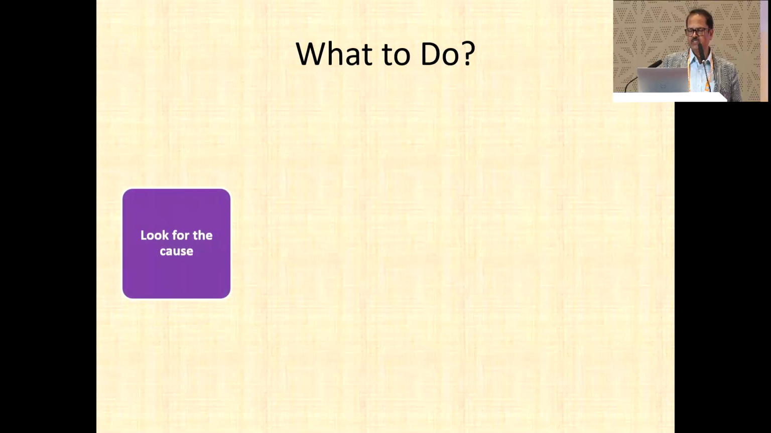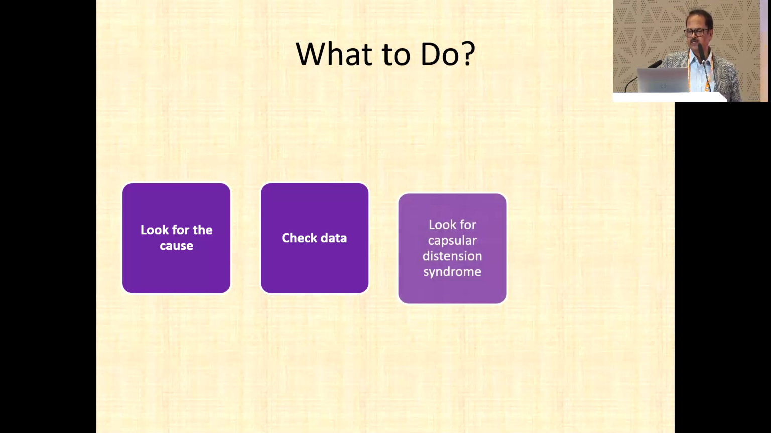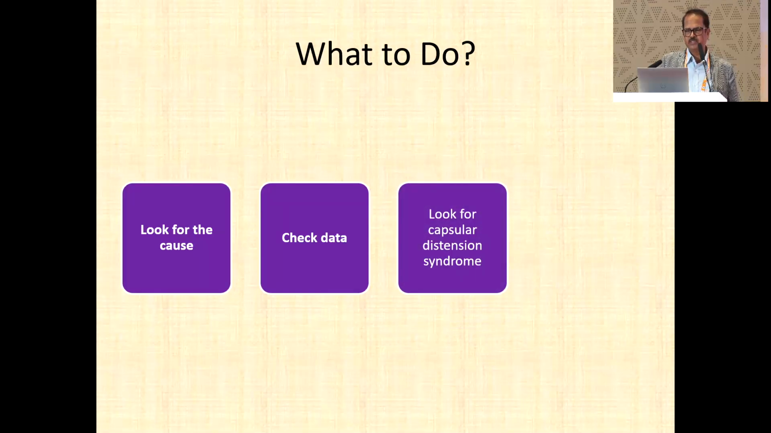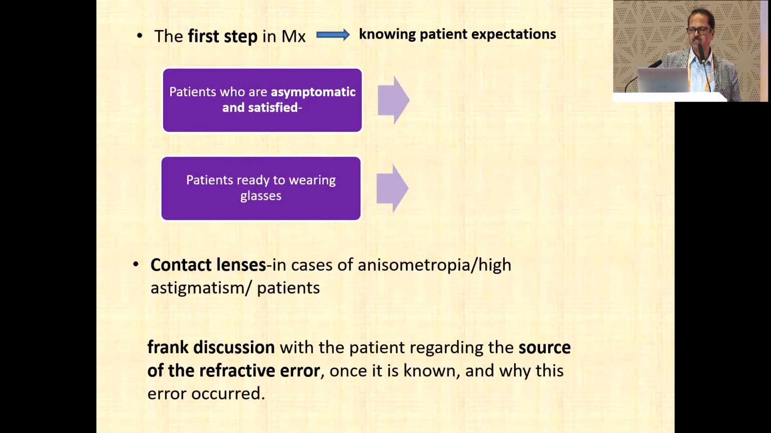So what to do once we encounter these situations? You must look for the cause, what went wrong, and check all the data. In the immediate post-op days, we can sometimes find capsular bag distension syndrome, particularly in plate haptic IOLs. So you have to dilate and see whether there is any fluid behind the lens or not. And in an RK patient, you have to wait for the refraction to be stable. You have to know what the patient's expectation is. Sometimes patients may be happy, but you are not satisfied. So don't make the patient unsatisfied by telling them that you have this much refraction, which we did not expect.